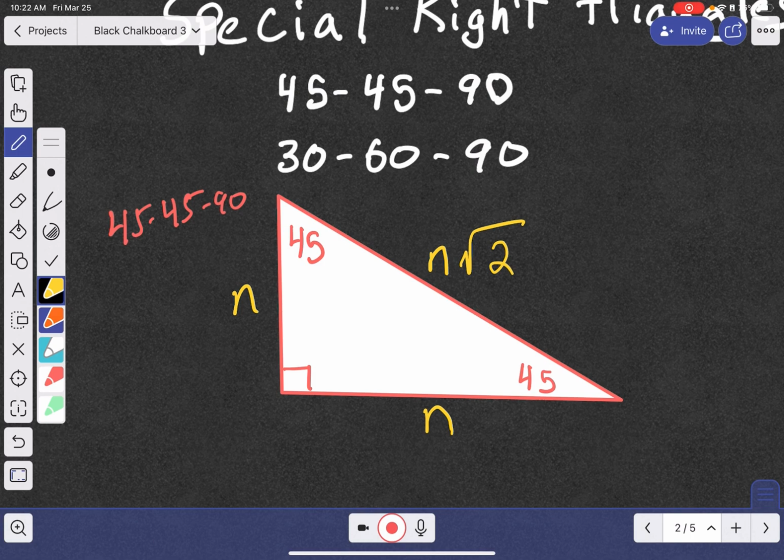Okay, so we've got these ratios, and these ratios always hold for a 45, 45, 90, no matter how big it is or how small it is. The two legs are going to be the same. The hypotenuse is going to be the length of that leg times the square root of 2. So if this is 10, this is 10 times the square root of 2. If this is 30, this is 30 times the square root of 2. If this is the square root of 3, well, then it's the square root of 6.